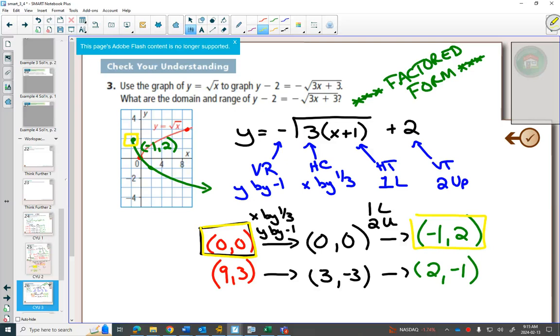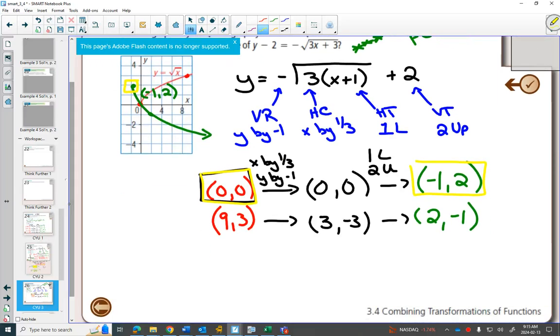Okay, questions for practice? Oh, I was getting ahead because I did exactly what students want to do. They want to go on to the next question. But then I reread the question and noticed it wanted the domain and range of the green graph. So let's do that.